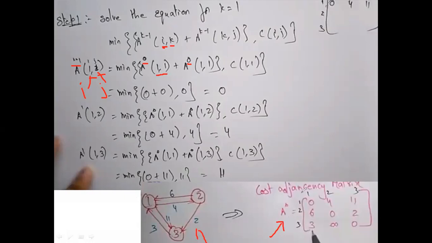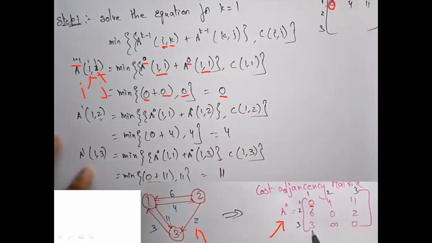So for (1,1), what is the value in A0? 1 to 1, the value is 0. Again, A0 of (1,1) is 0. And C of (1,1): in this graph, from 1 to 1 there is no loop, so it is 0. So minimum of 0, 0 is 0 only. 0 plus 0 is 0. So when we are finding 1 to 1 in the A1 matrix, the value is 0.